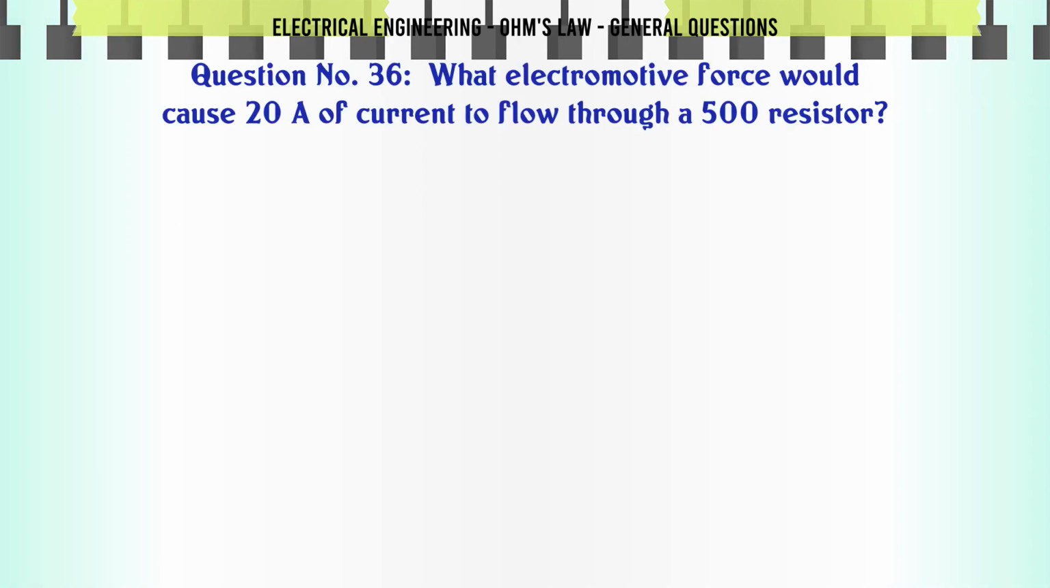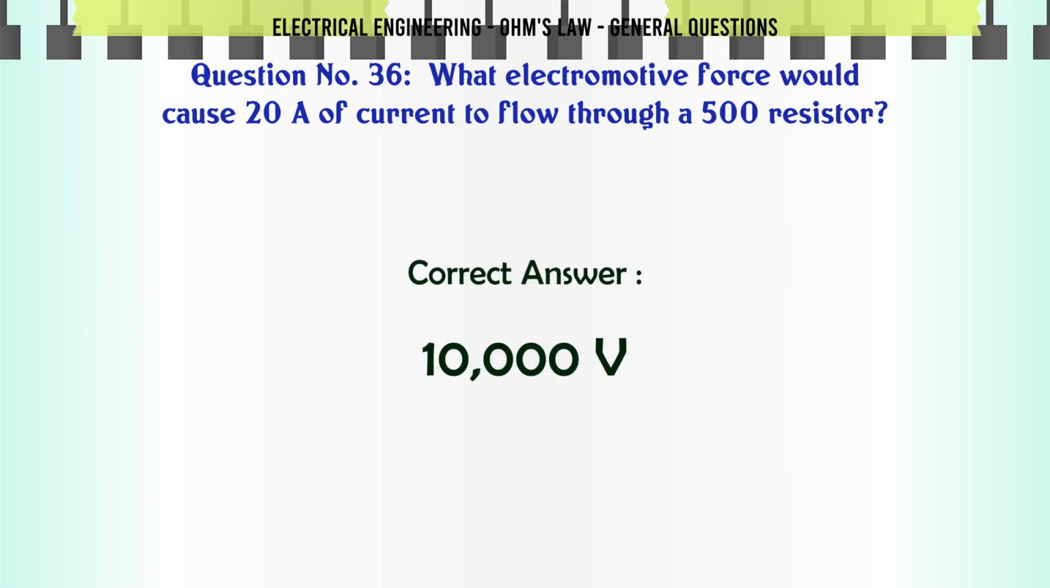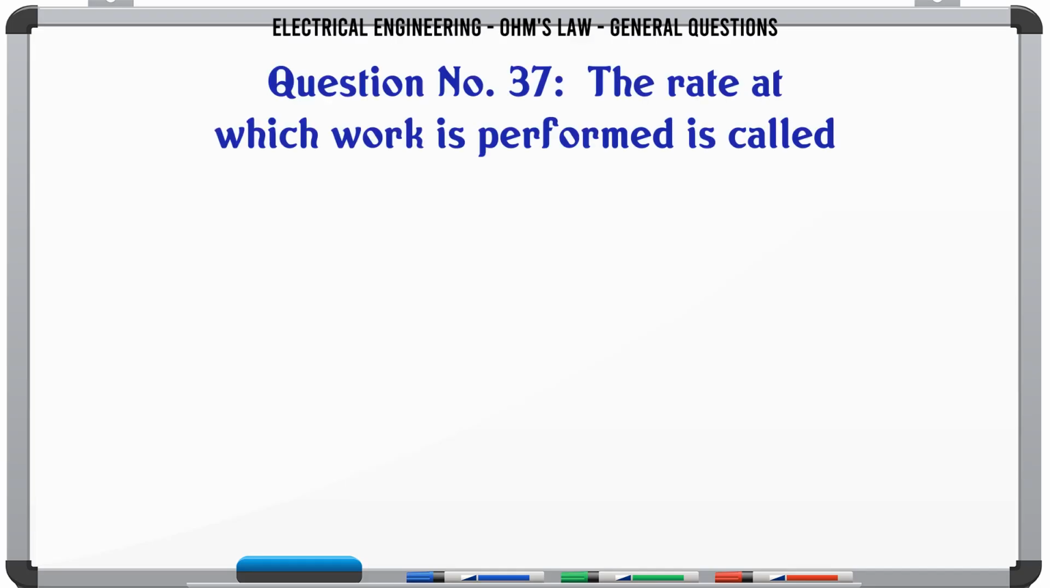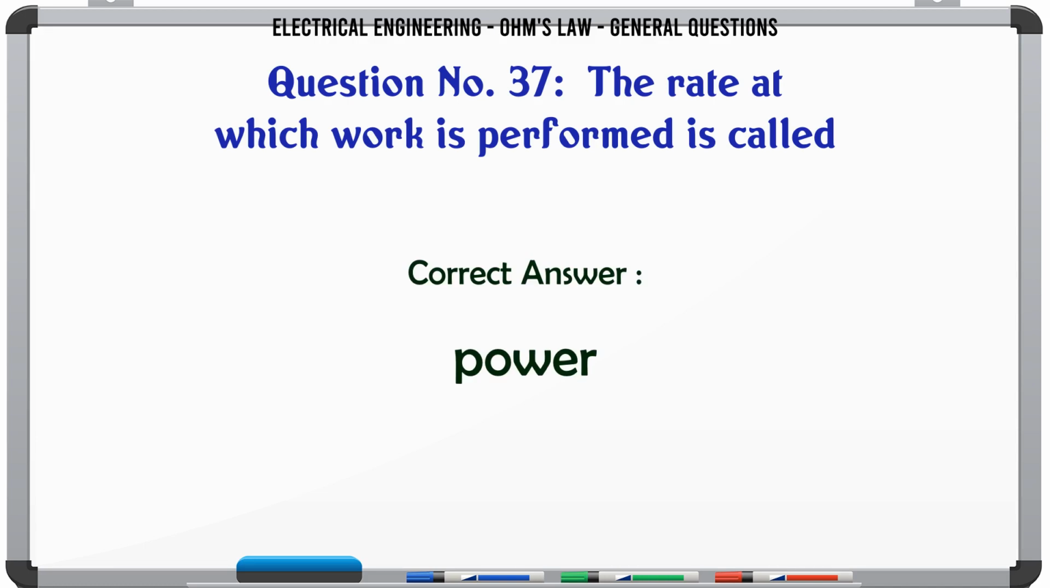What electromotive force would cause 20 A of current to flow through a 500 ohm resistor? A. 0.04 V. B. 2.5 V. C. 25.0 V. D. 10,000 V. The correct answer is 10,000 V. The rate at which work is performed is called A. Current. B. Energy. C. Power. D. Voltage. The correct answer is power.